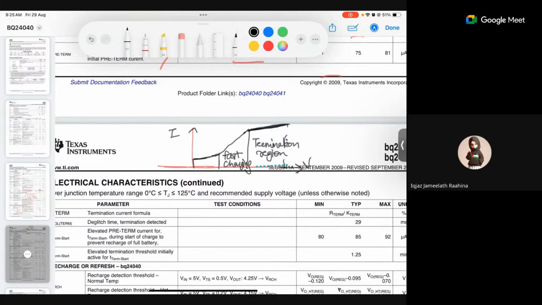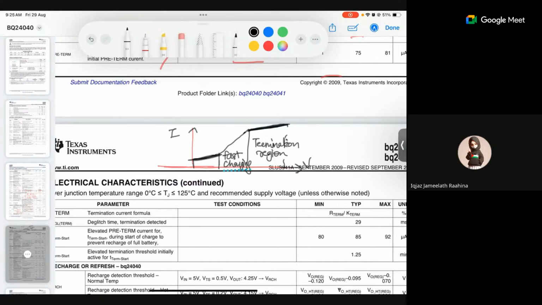In the termination region, the current increases very little, whereas the voltage increases. In the fast charging region, the voltage increases very little, whereas the current increases rapidly. Before that is the setup region, in which voltage and current both increase in the same manner. So we already discussed that.